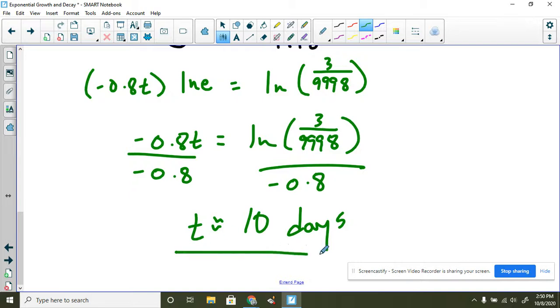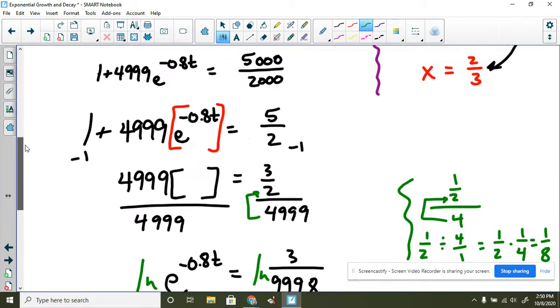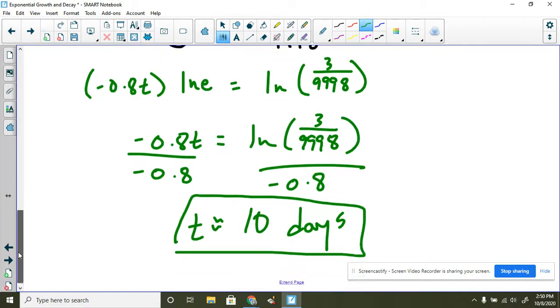So a little fraction magic, and then solving for the power here. Once we get to here, we're solving for that exponential term. We just had to do the switcheroo to start. And then isolate the power, take the log, get our answer.